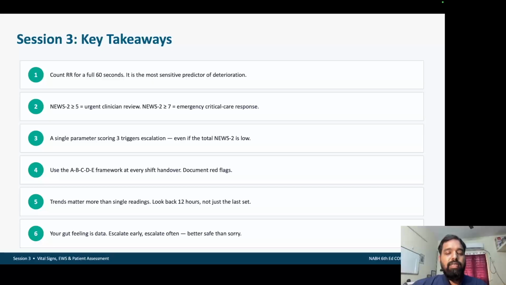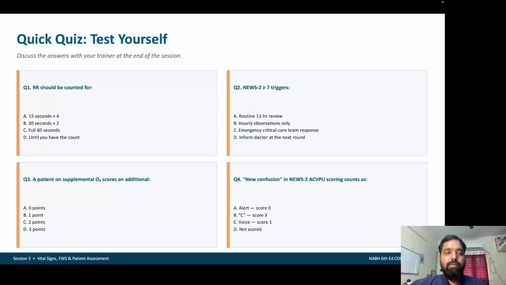Use the ABCDE framework for every shift handover. Document red flags. Trend matters more than single readings. Look back 12 hours, not just the last set. Your gut feeling is data. Escalate early, escalate often. Better safe than sorry.